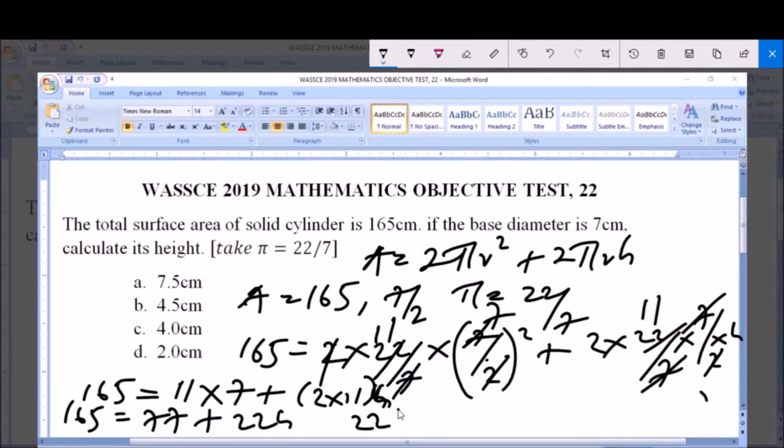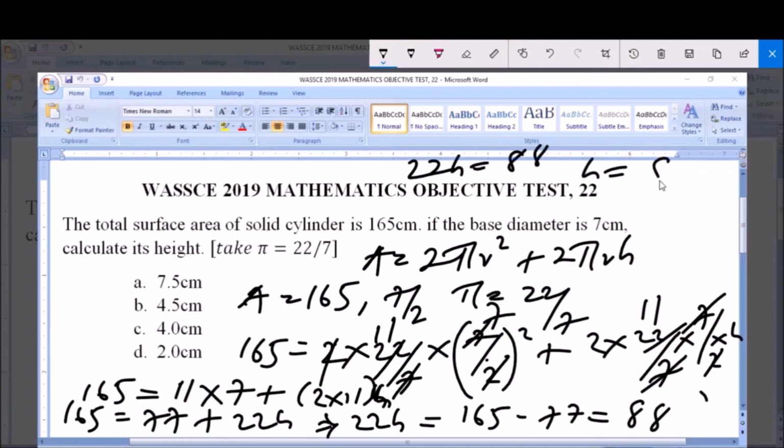So 22h will become 165 minus 77, and when you punch that on your calculator, 165 minus 77 gives you 88. So like I said, 22h is equal to 88. Now your h becomes 88 divided by 22, and that should give you 4. So your h, which is the height, is equal to 4.